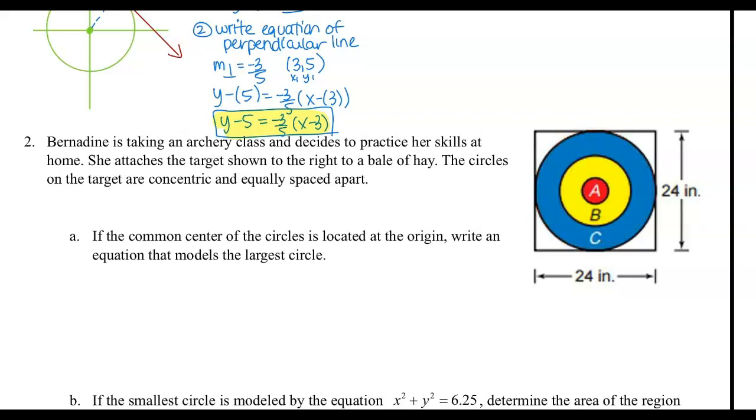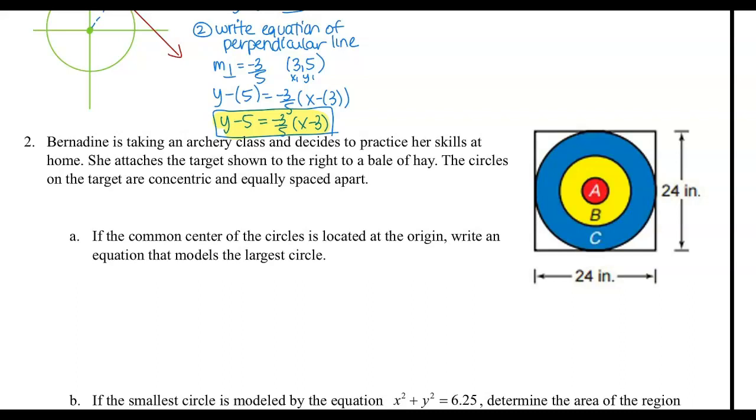We can safely assume from this picture that 24 would be technically the diameter of circle C, and it would also, down here, the 24 would be the diameter again of circle C, since circle C is the bigger one. Okay, now that that's known, let's look at part A. If the common center of the circles is located at the origin, write the equation that models the largest circle.